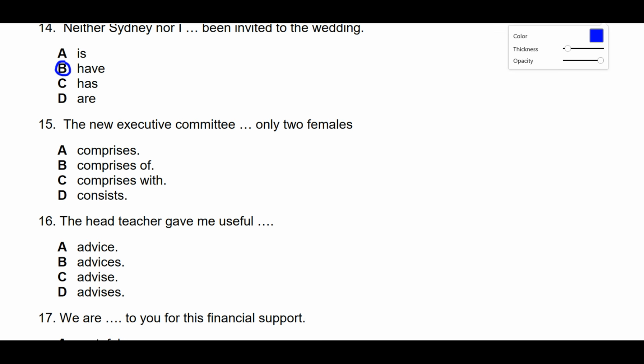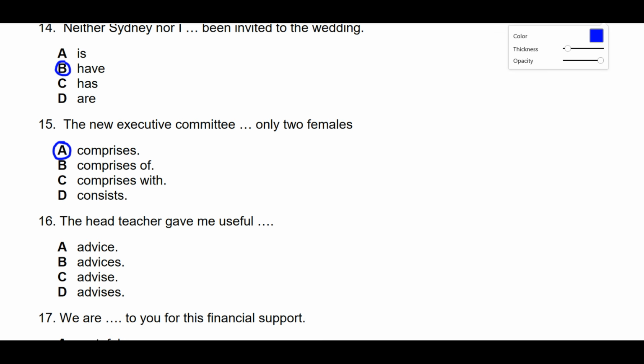Then number 15: the new executive committee dash only few females. The word comprises simply means consist of, made up of. Whenever you use the word comprise or comprises, do not connect it with the preposition of. Of can only be used if you use consist of, made up of. For comprises, you just have to use this one. So the new executive committee comprises only 2 females. We move on to number 16.